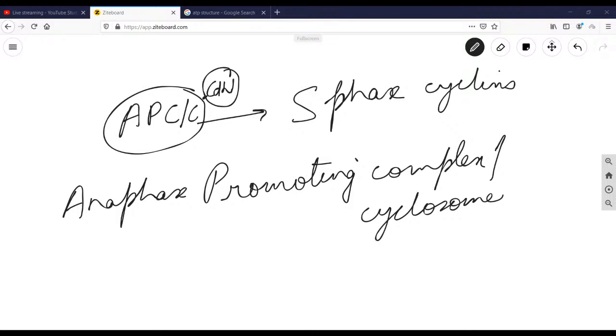Then it causes the degradation of the S phase cyclin by a process known as ubiquitination, which is not in your course. So the S phase cyclins are degraded. So what happens is, now this CDH1, now G1/S phase cyclins, they rise in their level.